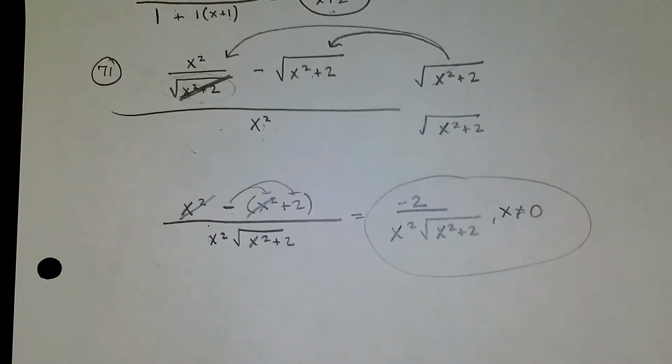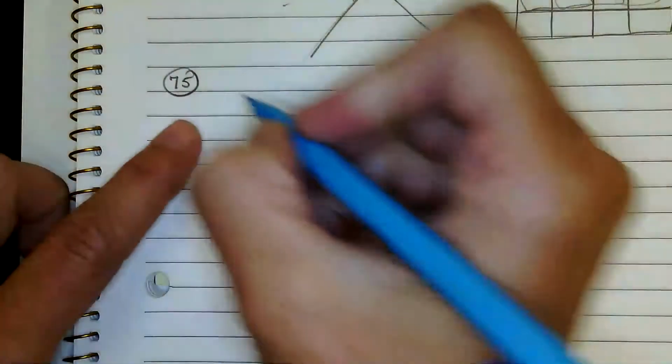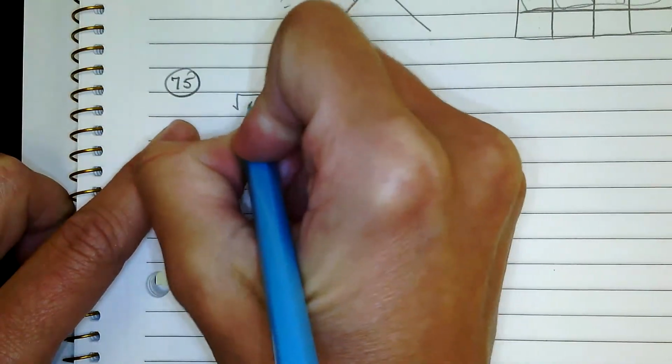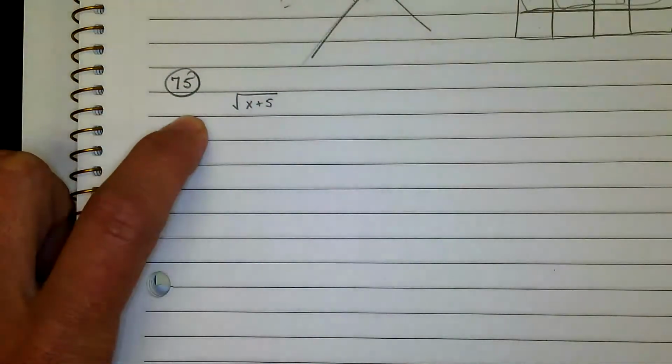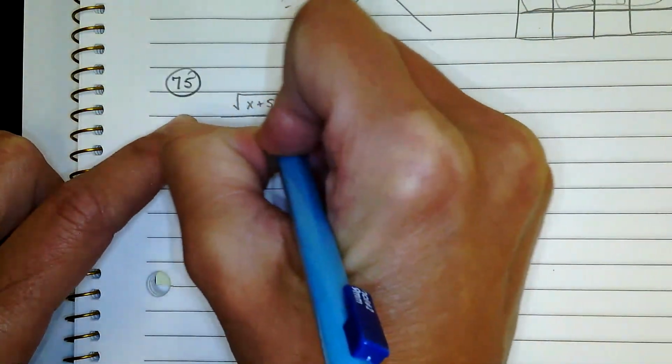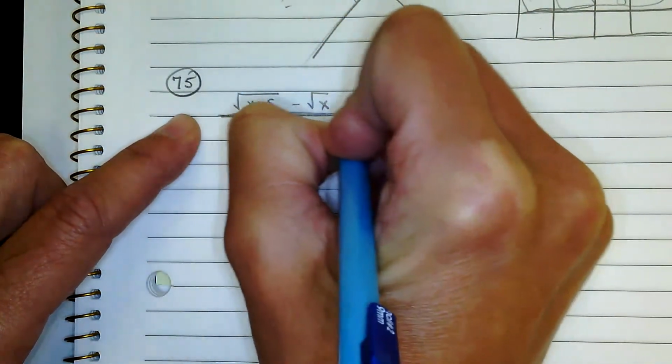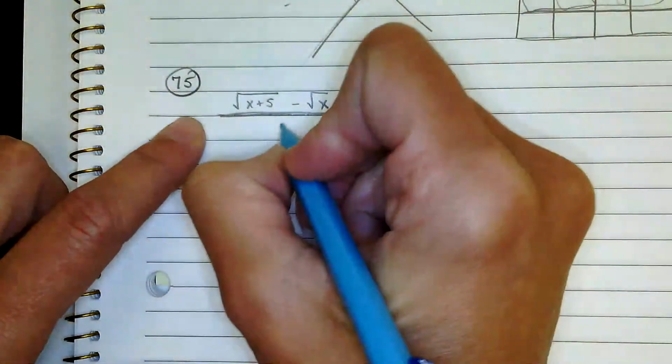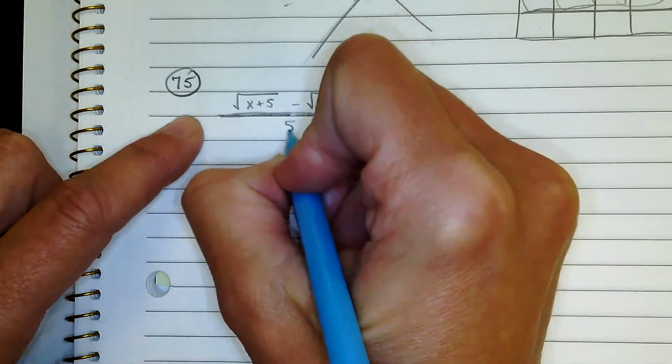75, I think I'm out of paper here. 75 is, okay, square root of x plus 5 minus root x, all over 5. And this is rationalizing like we did the other day.